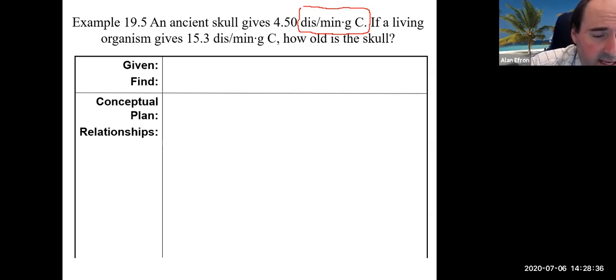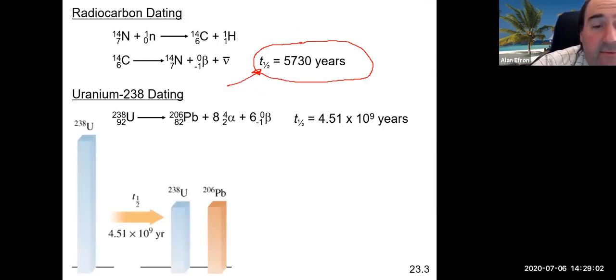DIS/MIN is disintegrations per minute. The G is actually grams, and the C there is not Celsius, like a lot of people think, but it is actually carbon. So that is disintegrations per minute per gram of carbon. So why would per gram of carbon be important? It would be important because of this.